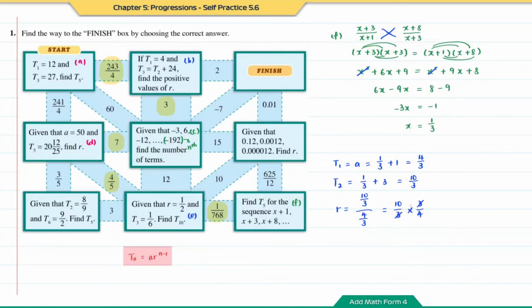So simplify this, you'll find that R is equal to 5 over 2. So now we already have the information of A and R. Now we can find the fifth term, which is T5. So T5 equals, using the formula, the A is 4 over 3, the R is 5 over 2, and n minus 1, 5 minus 1, is equal to 4. So solve this using your calculator and you find that the answer is 625 over 12.